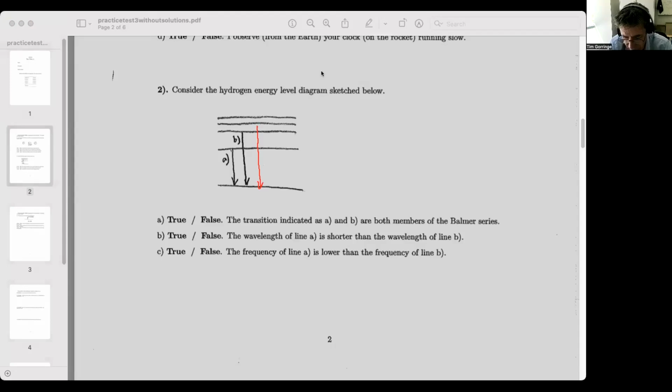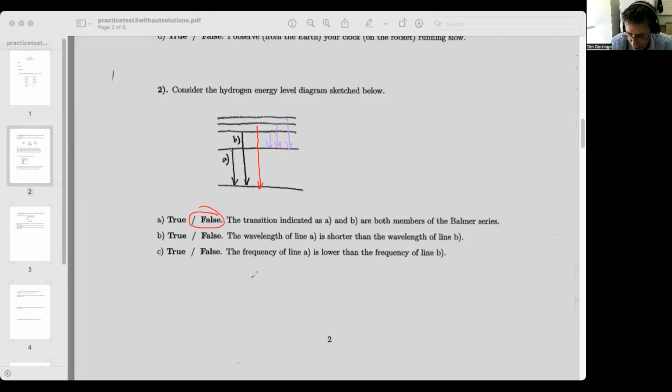The Balmer series, on the other hand, are transitions to the first excited state. So this would be a transition in the Balmer series from the second to the first excited state. This would be a transition in the Balmer series from the third to the first excited state, and so on. This is another transition in the Balmer series. And so A and B are in the Lyman series, not the Balmer series. So this is false.